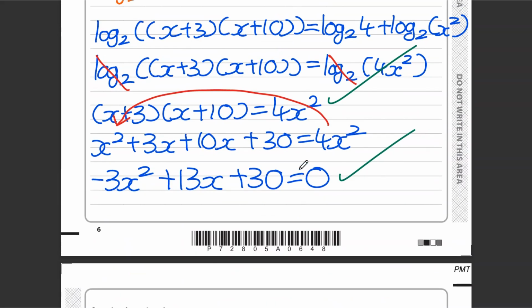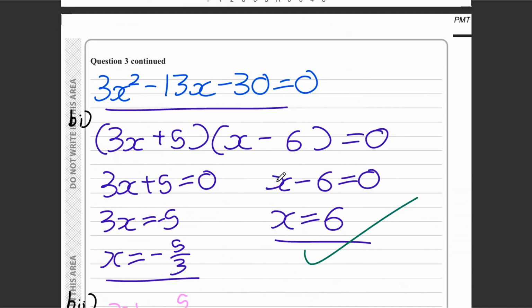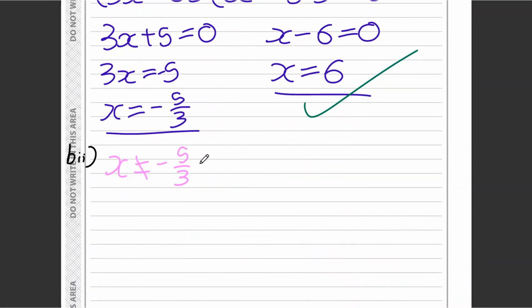The reason for this is if you look at this equation up here, if x is equal to minus 5 over 3, if you sub x into this here, this 2 log base 2 of x, this will become log base 2 of minus 5 over 3, which you can't have. You can't log a negative number, so therefore this is not a solution. So therefore x cannot be equal to minus 5 over 3.